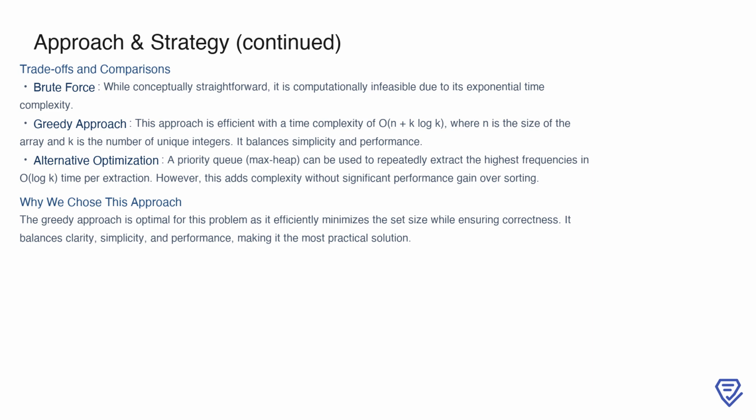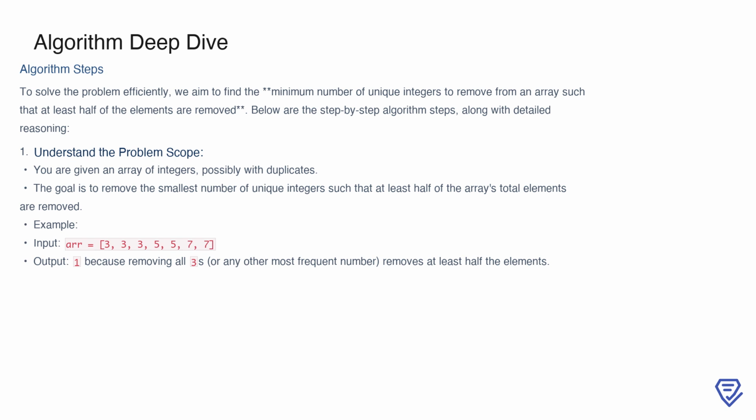size to half. To tackle this problem effectively, we need to focus on minimizing the number of unique integers we remove while ensuring that at least half of the total elements in the array are eliminated. For instance, if our input array is 3, 3, 3, 5, 5, 7, 7, the output would be 1 because removing all occurrences of the most frequent number, which is 3, reduces the array size by more than half. The key here is to identify and target the most frequent numbers first, as they have the greatest impact in reaching our goal with minimal removals.